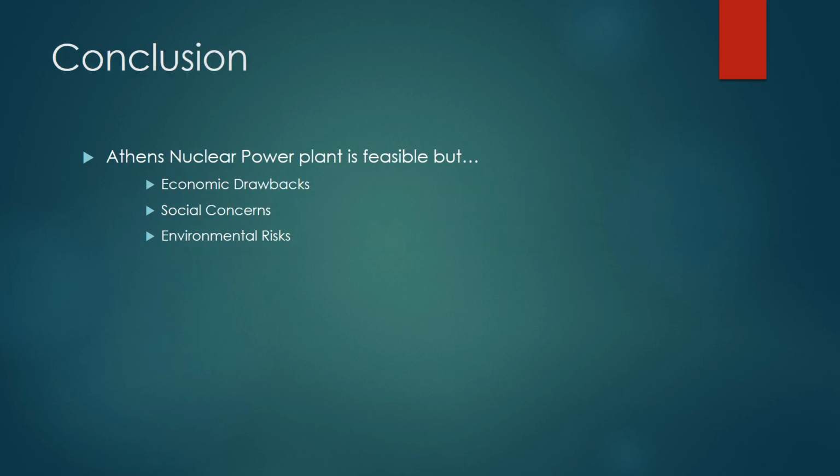In conclusion, our group believes that the Athens nuclear power plant is feasible but presents many concerns. The high capital cost is a serious economic drawback, as well as the concern from the locals in the area over the significant environmental risks involved with the operation of the nuclear power plant as well as the storage of waste. We believe that these are all worthy questions of consideration and should be investigated during the proposal process.